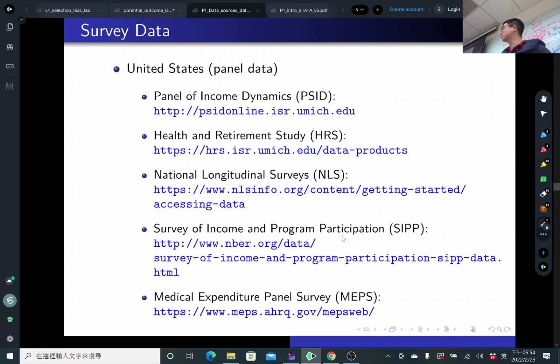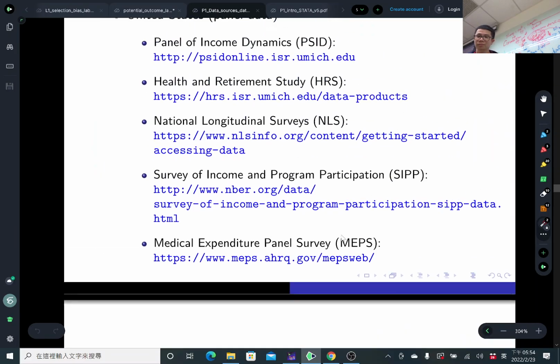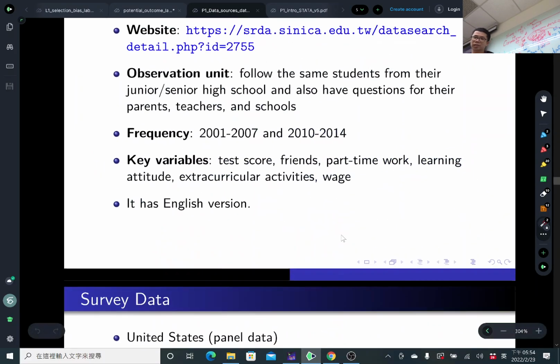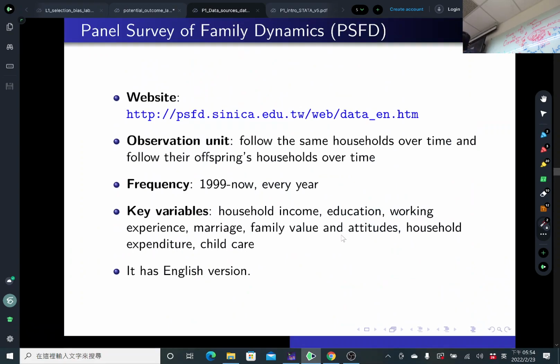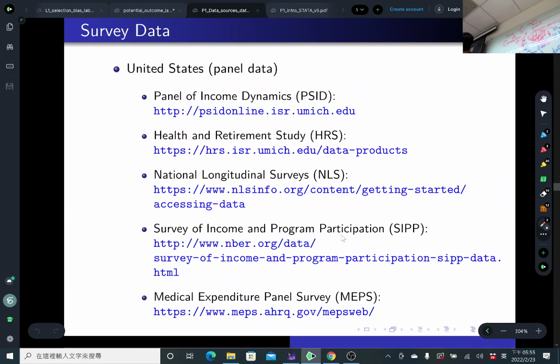And for the US, there are several panel data sets. One is the Panel Study of Income Dynamics. This is very similar to Taiwan's Panel Study of Family Dynamics, because that survey actually follows this US one. This US one started from 1967, so they actually follow the same person's family around 4 or 5 generations. So it has a larger sample size.